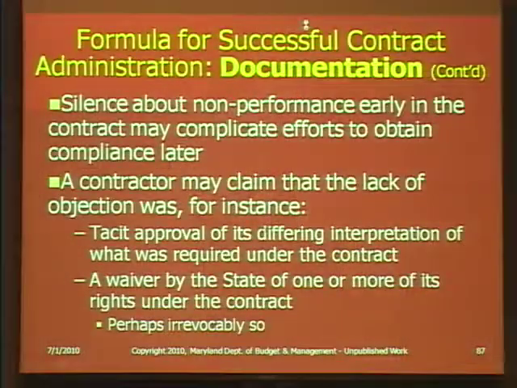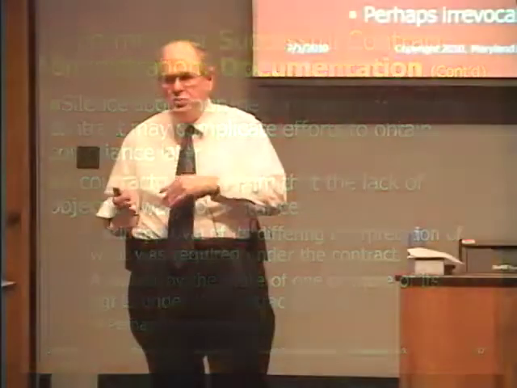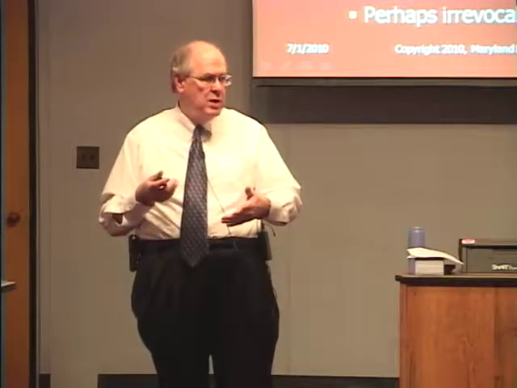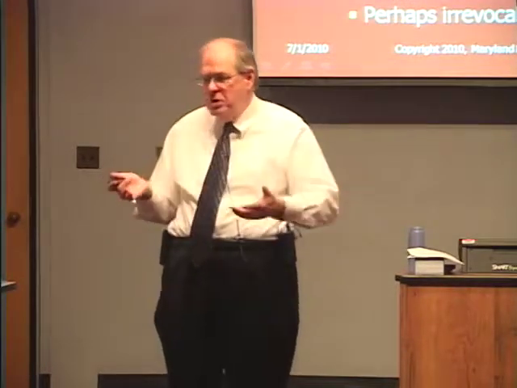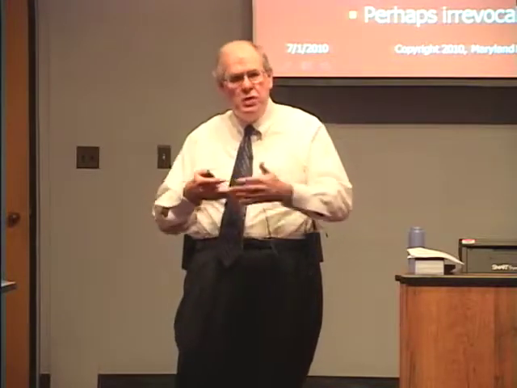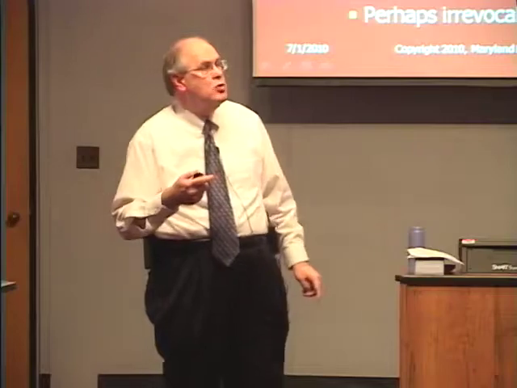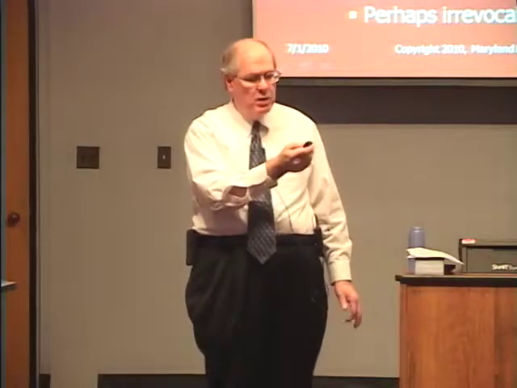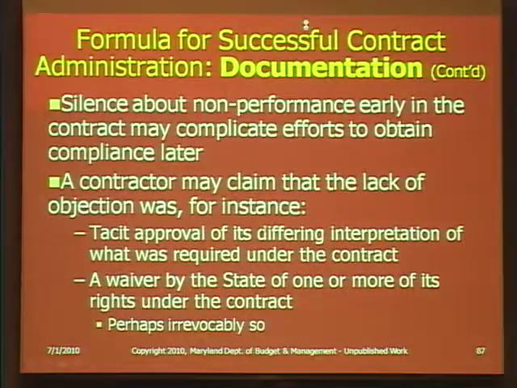For instance, a contractor may claim that the lack of objection was approval, that you were agreeing with them. If they come to you later and say that they had a differing interpretation of the contract, your lack of saying anything about their performance may mean that they will claim that you agreed with them, that the contract said what they said it said, not what you said it said. Or it may mean a waiver by the state of a requirement. So these are things that can cause problems later, and we will talk about these things. We have 5 days. We'll talk about a lot of stuff in 5 days.